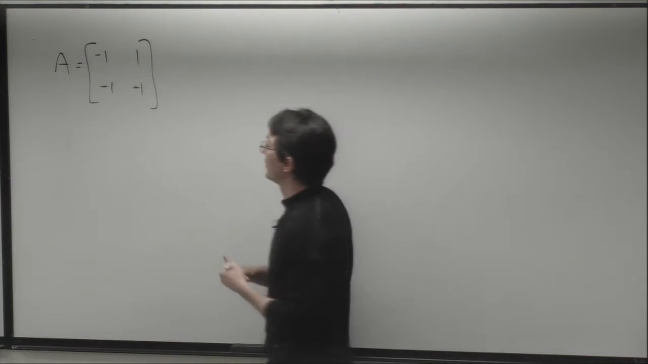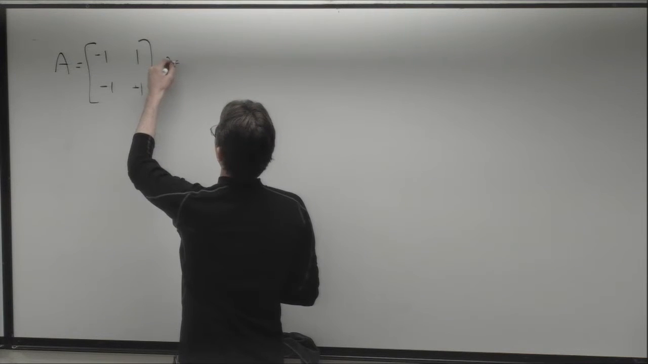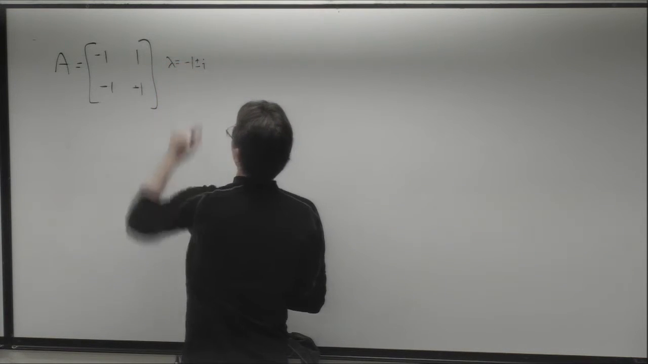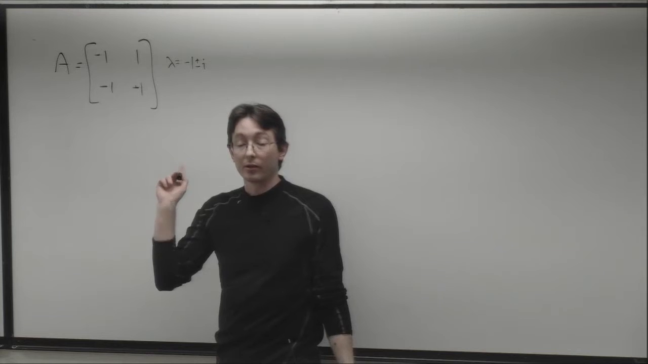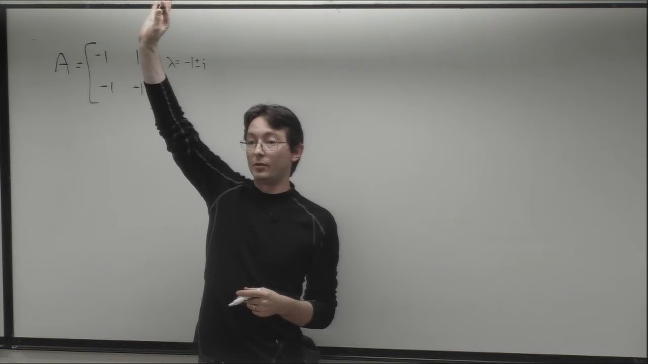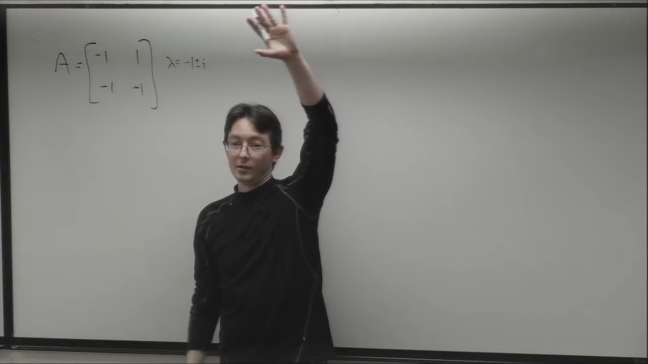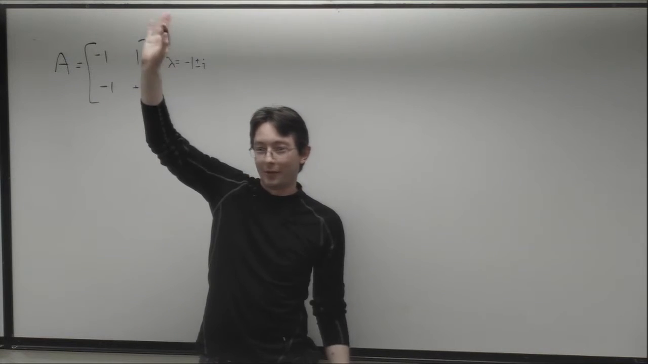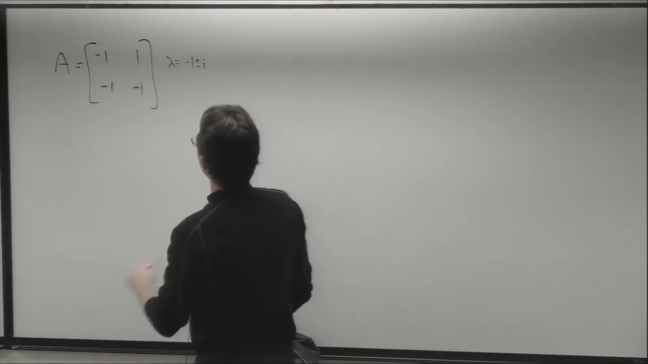Okay, well, these eigenvalues aren't too bad. It's lambda equals -1 plus or minus i. And so is this stable or unstable? How many think it's stable? How many think it's unstable? How many think it's neutrally stable? Okay, so this is stable.